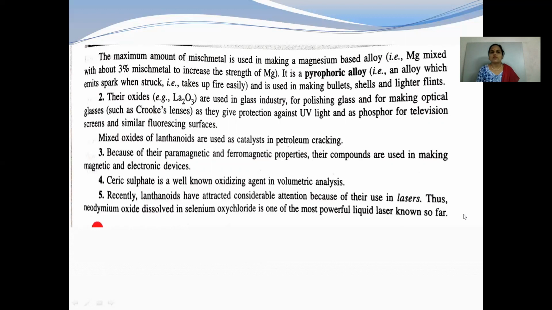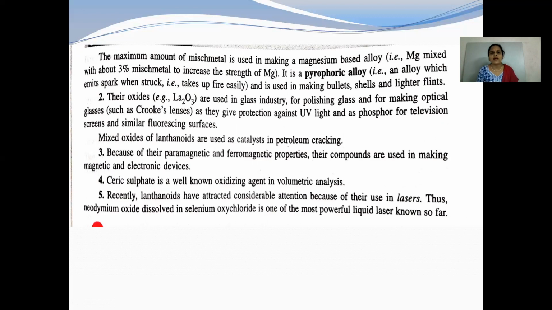The maximum amount of mish metal is used in making a magnesium-based alloy. It is a pyrophoric alloy and is used in making bullets, shells and lighter flames. Their oxides are used in glass industry for polishing glass and for making optical glasses such as Crookes lenses, as they give protection against UV light, and as phosphor for television screens and similar fluorescing surfaces. Mixed oxides of lanthanoids are used as catalysts in petroleum cracking.